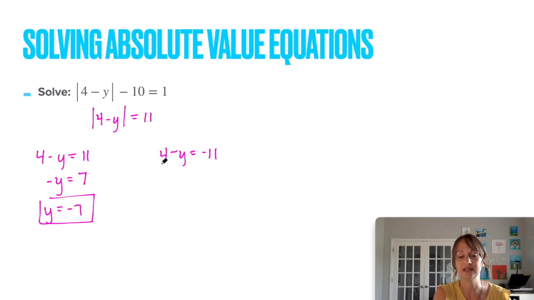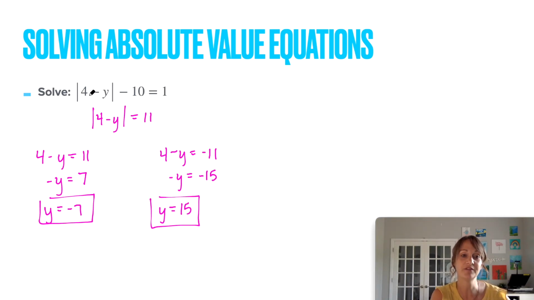In this side, I need to subtract 4, but I'll get -15 when I do that, and then divide by -1, and I will get a positive 15. And again, we can check this out. If we plug 15 back in here, 4 minus 15 is -11. The absolute value of -11 is a positive 11. Minus 10 equals 1. Same thing with -7. If you plug it back in, it will work.